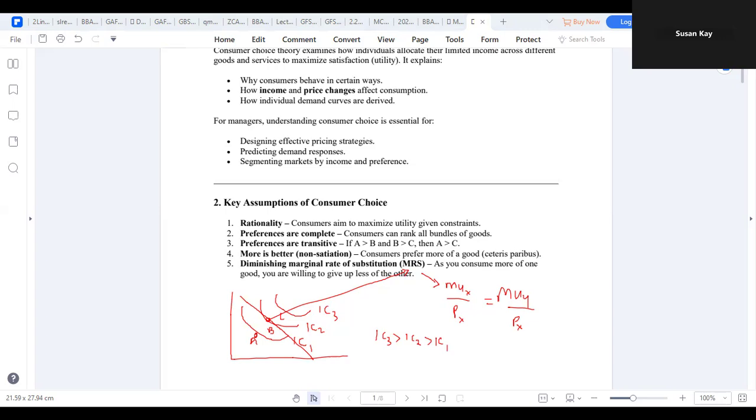For you, when you're consuming something, you're assumed to have a rational behavior. You want to consume more. So the utility is like this.